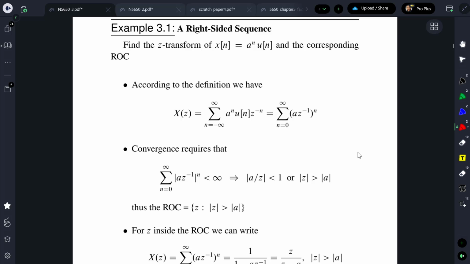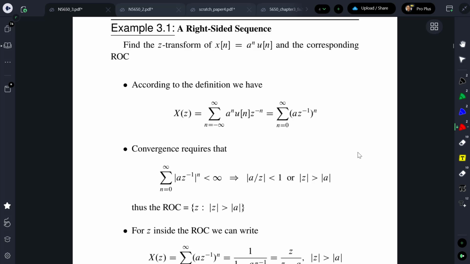So let's take an example. I have two basic examples, one with a right-sided exponential and one with a left-sided exponential. And these kind of set the stage for everything else that follows in the forward transforms.